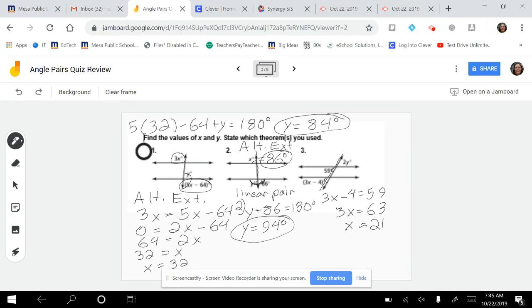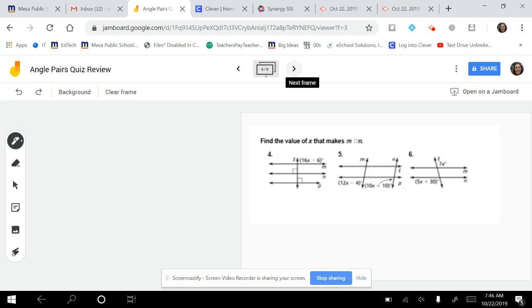Okay, and then with these two, these are vertical. So these ones were corresponding for the x values. And then these other ones are vertical for y. So 2y is equal to 59. I divide 59 by 2, and I get 29 and 5/10. So remember, we can get decimals and we can get negative answers.